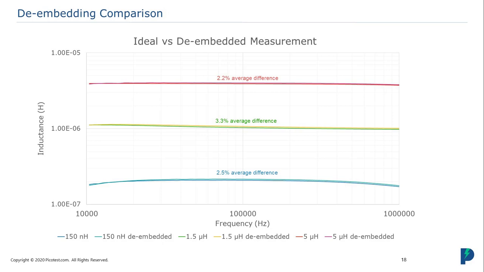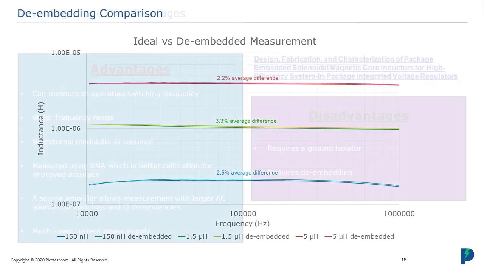So you can see that at 5 microhenries, the average difference was 2.2%. At 1.5 microhenries, 3.3%. At 150 nanohenries, 2.5%. You'll notice that the average error is independent of the inductance. So this is a systematic measurement offset, probably due to calibration. But we can accurately measure over the entire range, all the way up to maybe 5 or 10 microhenries without too much trouble, so long as we use that de-embedding function.